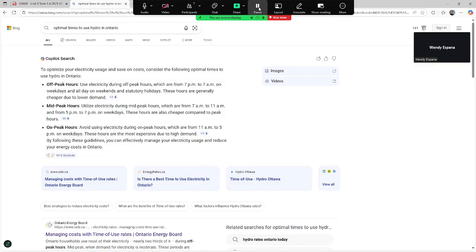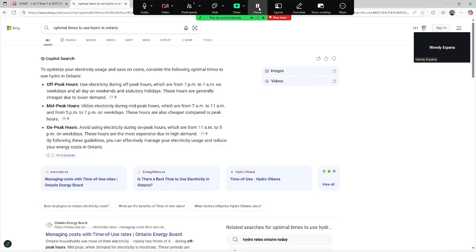Okay, peak hours. Avoid using electricity during on-peak hours, which are from 11 a.m. to 5 p.m. weekdays, the middle of the day, when everybody's at work, everybody's at school. There's all sorts of electricity being used up. That's known as on-peak hours. And that's when electricity is the most expensive. This is where having the thermostat on your heat really helps.